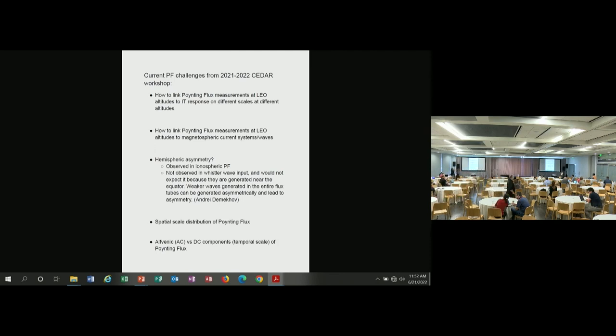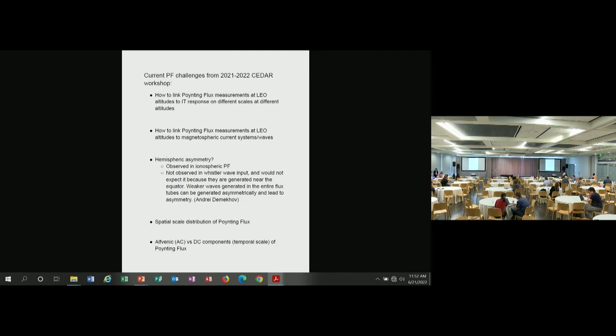Maybe I can comment on that. Actually, Dolores has a paper showing the asymmetry in the Poynting flux using the DMSP data. Since she's not here, maybe I can speak for her. It seems that during quiet time and also storm time, climatologically, the two hemispheres have very different distributions or magnitudes of Poynting flux. So certainly, it's a common feature, and more study is definitely needed.